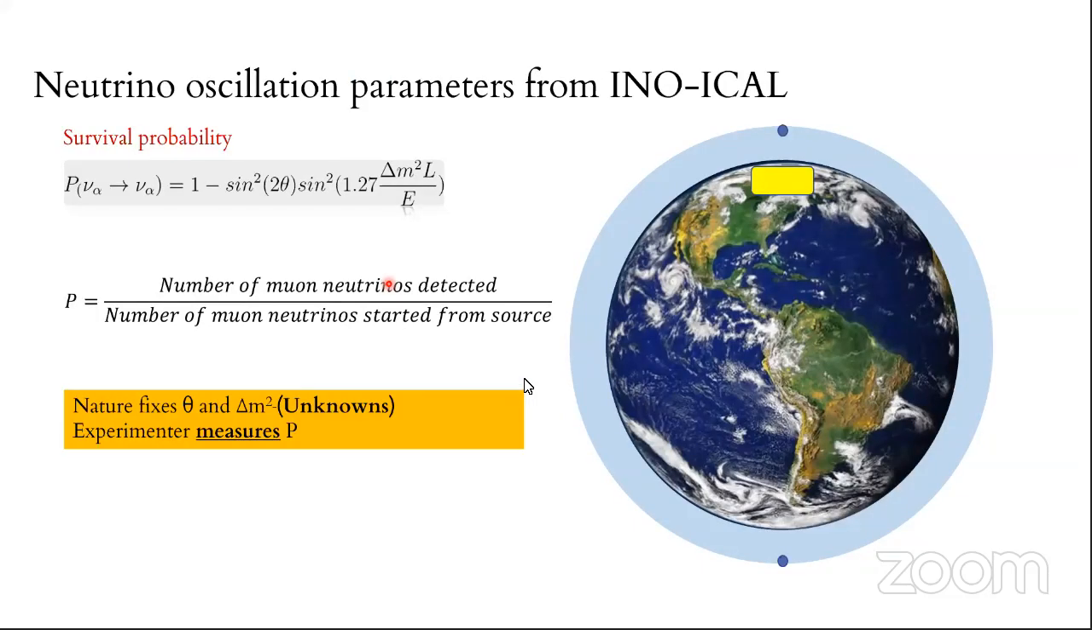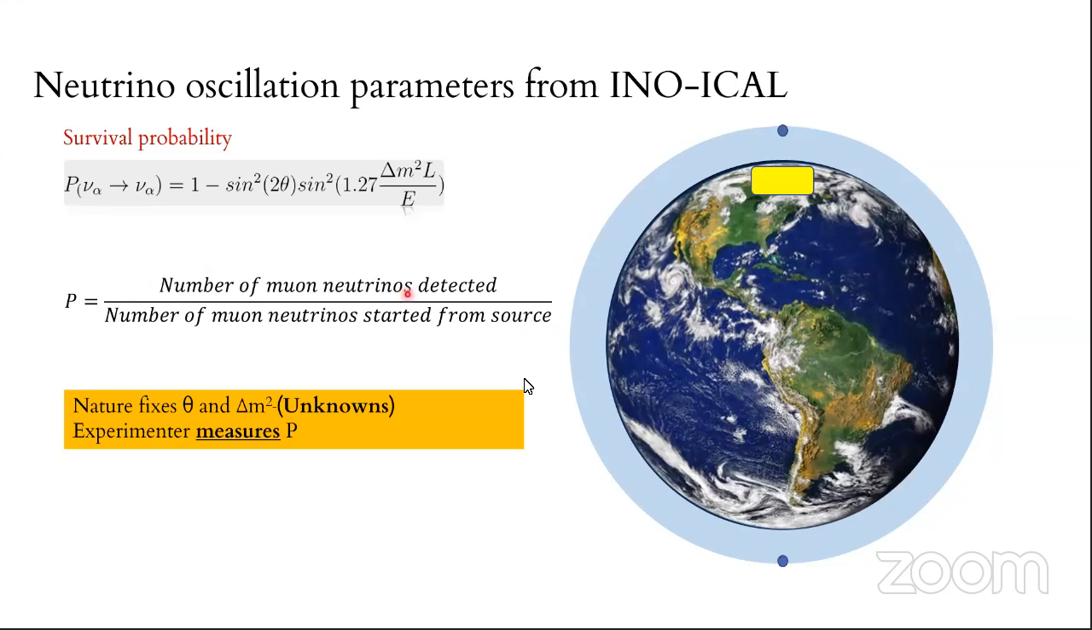So as I told you, this is an oscillation experiment. I told you the goal of any oscillation experiment is to measure the mixing angle and the mass square difference, theta and delta m square. Now, how do we do that? First of all, this oscillation probability can be rewritten in this form. The oscillation probability is the number of muon neutrinos detected divided by the number of muon neutrinos that started from the source.